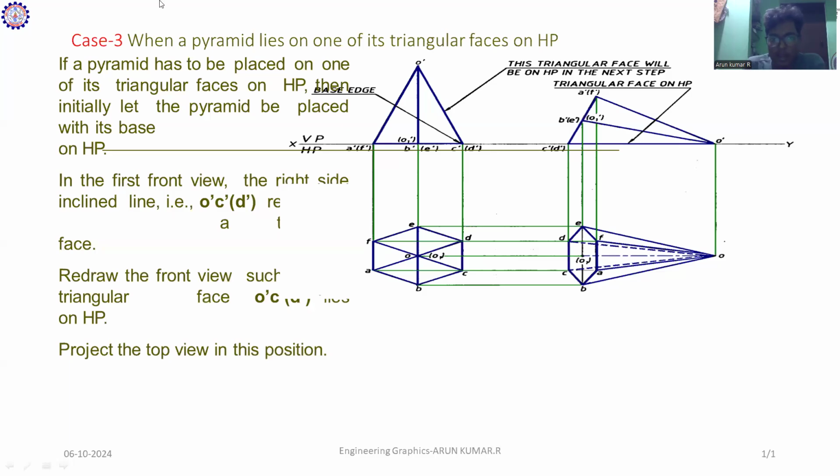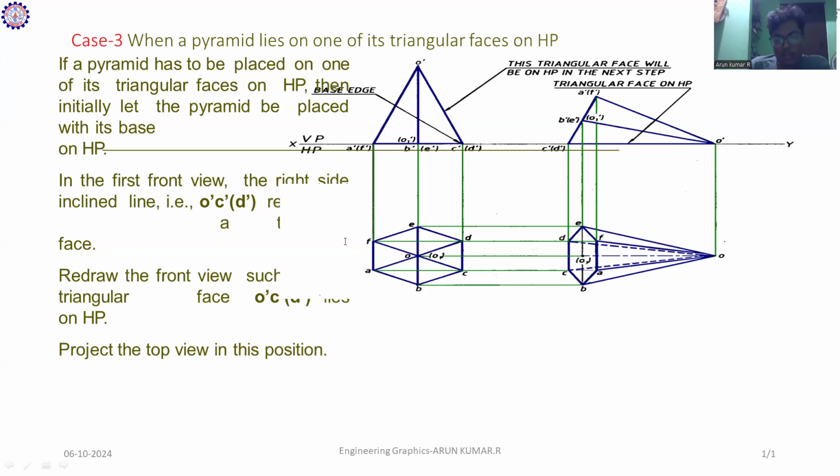Good morning. In this lecture series, we will see the third and fourth diagrams of the lying on HP method. In the last class, we saw how to construct the front view and top view of the given hexagonal pyramid. Now we have to consider the third case. So we have to recall these two data.